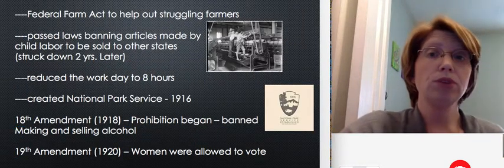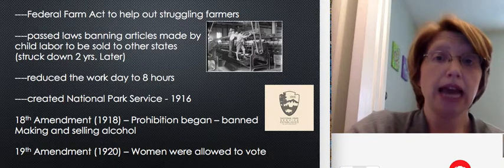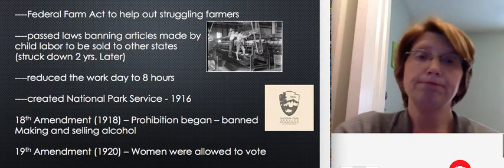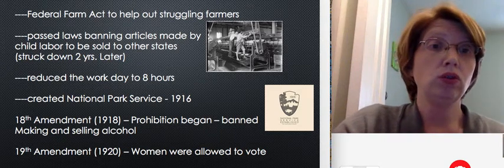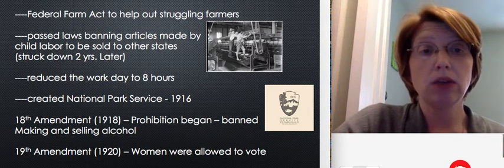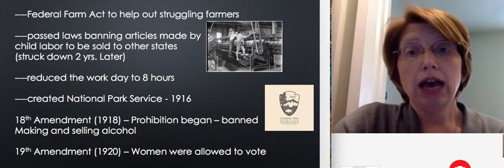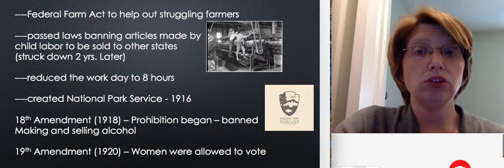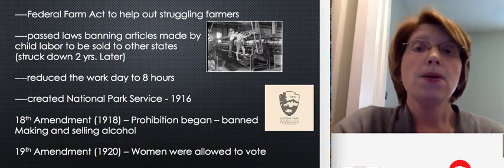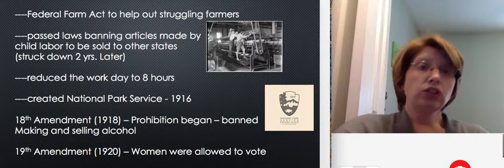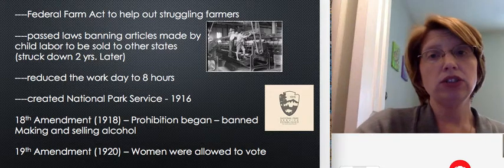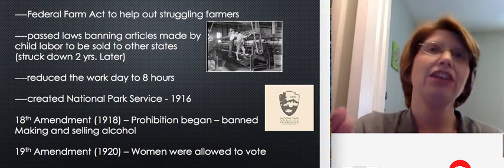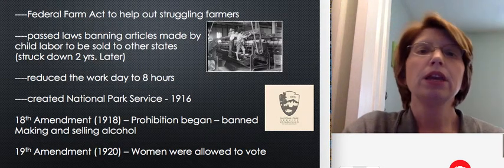Okay, here's some more. We have the Federal Farm Act that gave money to help struggling farmers. So it sent money out to these farmers in the West that were having trouble. He passed laws banning articles made by child labor from being sold to other states. Now, in my research, it was talking about how he passed some labor laws, and I was like, wait a minute, I know we've talked about that before.